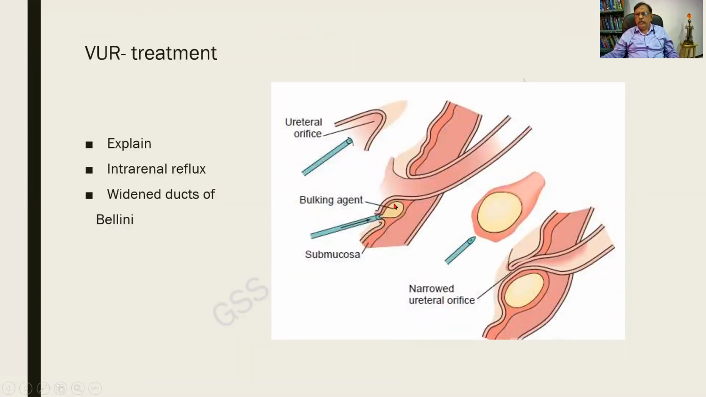Though a little out of context, the urologists are doing an amazing job. Look at this one. By means of a simple procedure, this is a ureteric orifice, and since this area is open, they try to support the external area by means of a bulking agent, and they narrow it down. Now when the patient tries to pass urine, this orifice is closed, there is no backflow of urine, and there won't be a back pressure and a flow into the ducts of Bellini.